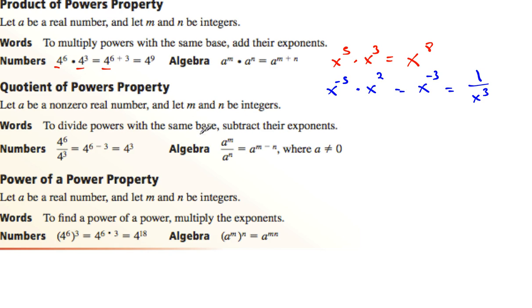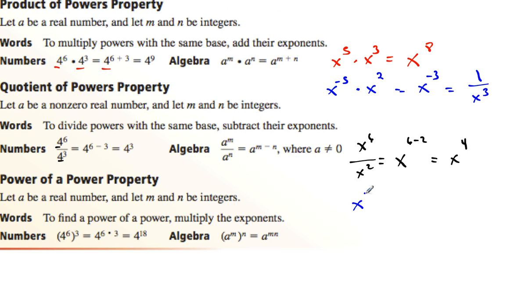Quotients. All right, so if you're multiplying, you add the exponents. If you're dividing, you're subtracting the exponents. So same base: 4 to the 6 minus 3 power, and you have 4 to the 3rd. Let me give you an example here. If you have x to the 6th over x squared, keep your base x and subtract your exponents to get x to the 4th.